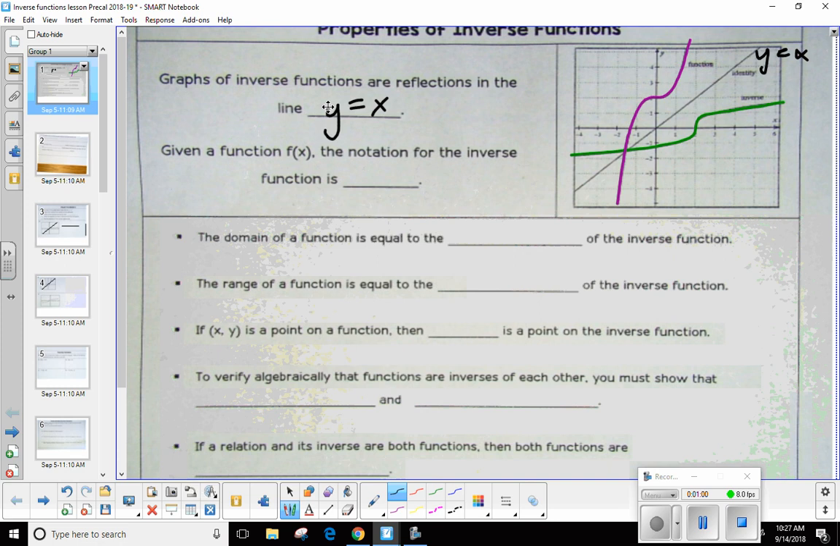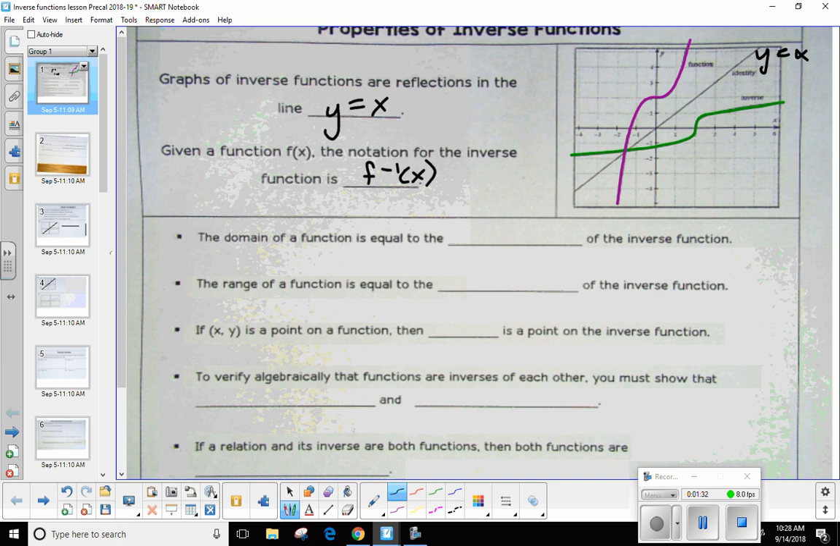Now, given a function f of x, the notation for the inverse function is, okay, Aiden says f with a -1. Yes. So this is how we would write that. So we want to say the inverse of function f or f inverse, and you could have inverse g, inverse k, you know, whatever variable you wanted to go ahead and use. I want to point out that, remember, that -1 is not a power. It's simply the way we write and let people know we're talking about an inverse.